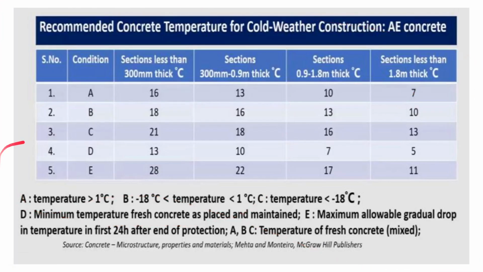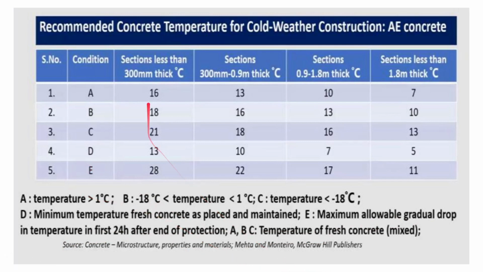Let us say the condition of air temperature greater than 1 degree centigrade is denoted by A, temperature between minus 18 and 1 is denoted by B, and less than minus 18 is C. Then the minimum temperature of fresh concrete as placed and maintained is D, and the maximum allowable gradual drop in temperature in the first 24 hours after the end of protection is E.